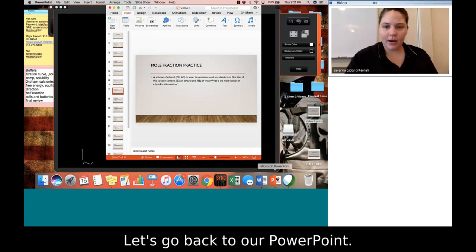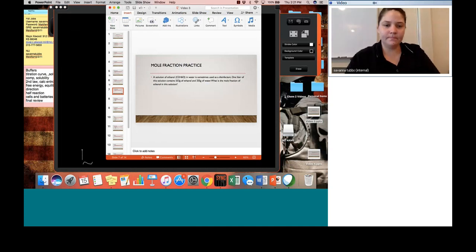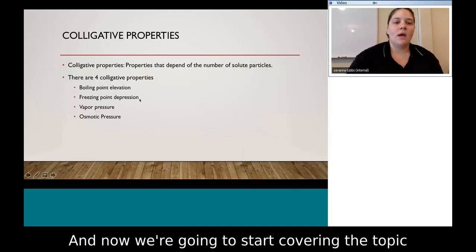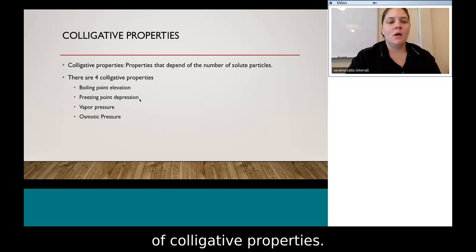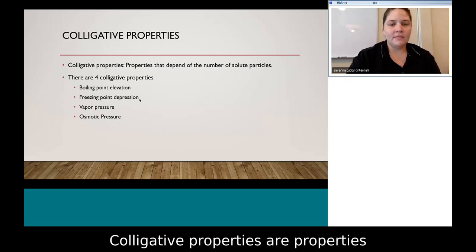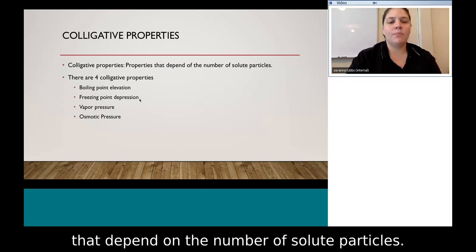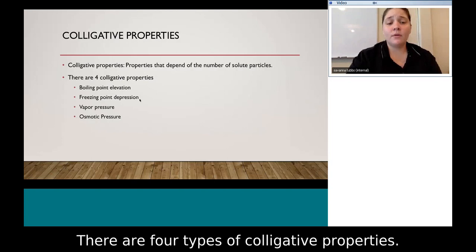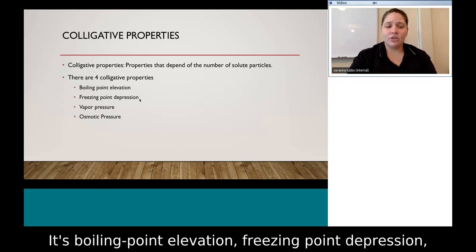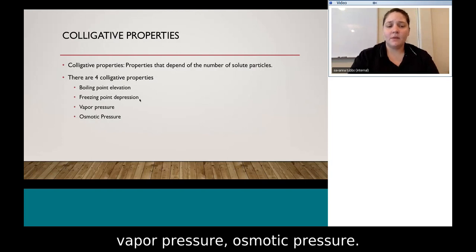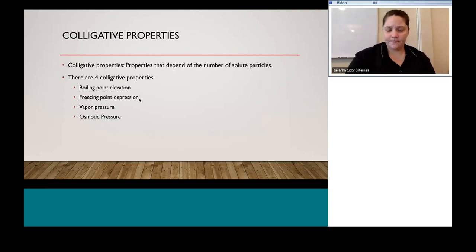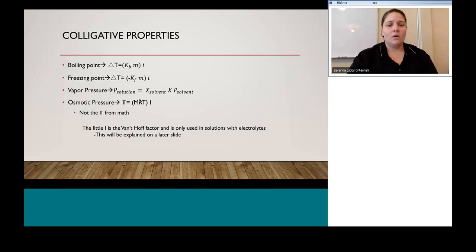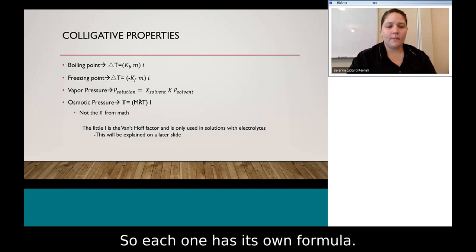Let's go back to our PowerPoint. And now we're going to start covering the topic of colligative properties. Colligative properties are properties that depend on the number of solute particles. There are 4 types of colligative properties: boiling point elevation, freezing point depression, vapor pressure, and osmotic pressure. So each one has its own formula.